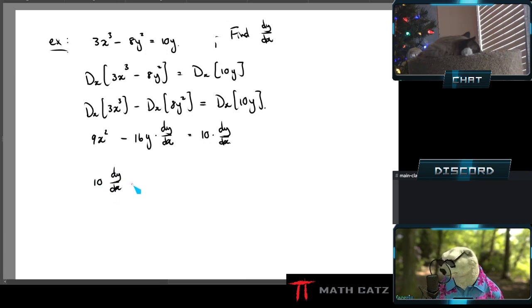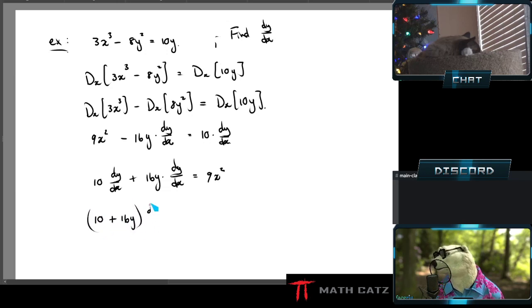Plus 16y dy/dx. And I have 9x squared left. This guy moves to the other side, and then that becomes my new left side. So I have 10 plus 16y times dy/dx, taking it out as a common factor. I just like to write it at the end.